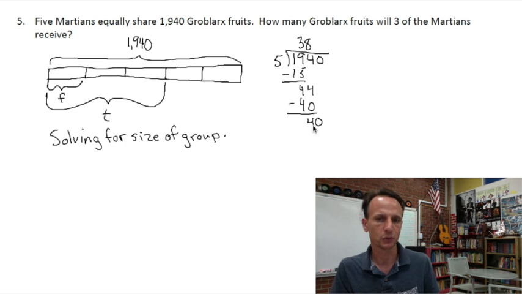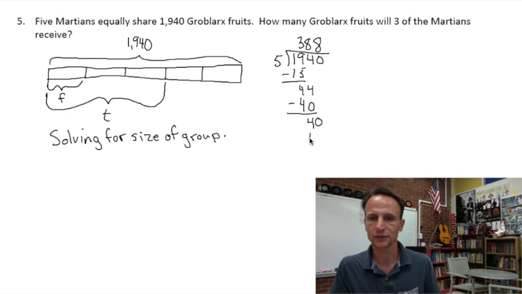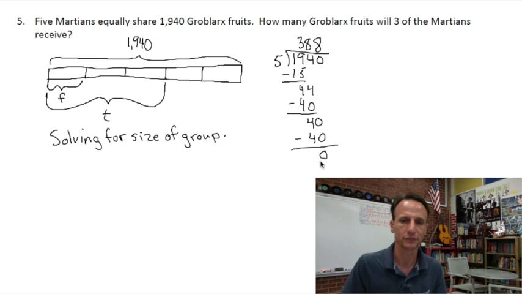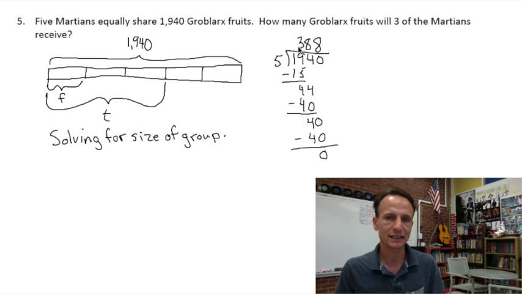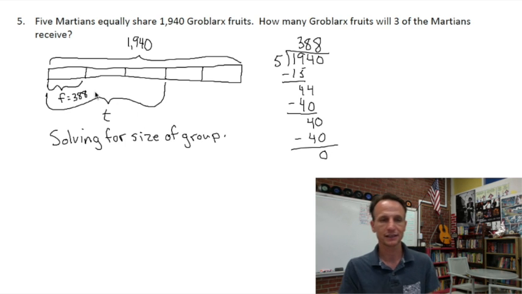How many 5s in 40? Well, we just did that. Yes, we know there are 8. So 8 times 5 is 40, and I'm glad we don't have a remainder again. That would make things a little confusing. So we are left with 0. So each Martian, that's our F here, so I'm actually going to write that in, equals 388. So I can see what I'm trying to do: if 1 Martian gets 388 fruits, then I want to solve for 3.